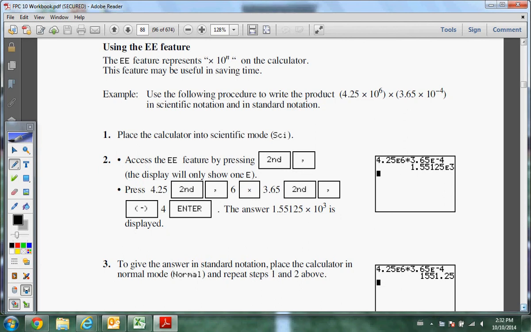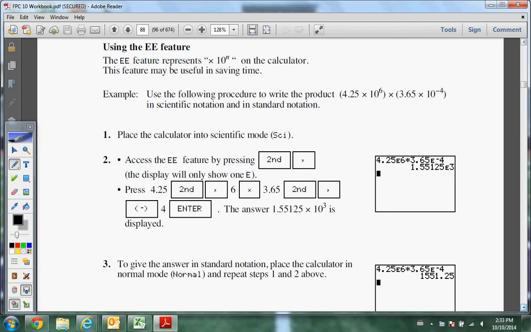So, for example, use the following procedure to write down the product of 4.25 times 10 to the 6th times 3.65 times 10 to the negative 4th in scientific notation and standard notation. So in the calculator, put in scientific mode. It's kind of letting us put scientific notation in our calculator. So access the EE feature by pressing second, and then it's the comma, it looks like. Everybody see that? Silence means yes.